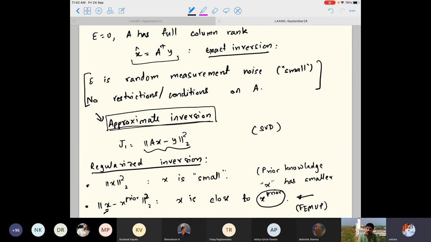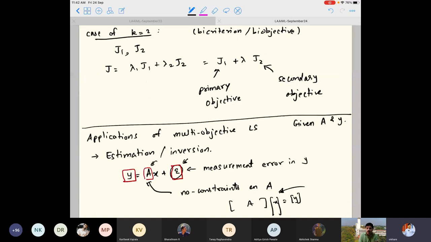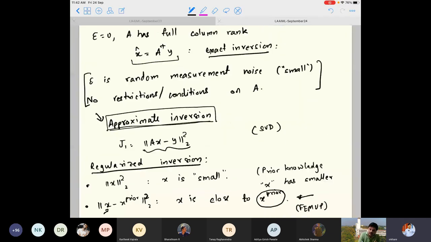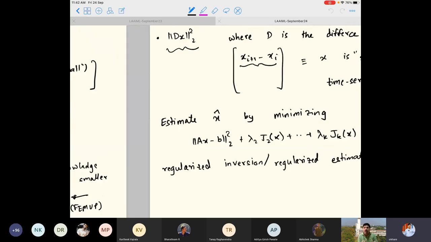So it still has to satisfy this Ax is equal to Y. What do we mean by it has to satisfy Ax is equal to Y? We still have to minimize this J1, but along with minimizing J1, we have additional objectives on X now. What is the objective? That either the X norm should be small, or X should be close to this prior vector X prior as close as possible, along with this J1, right?